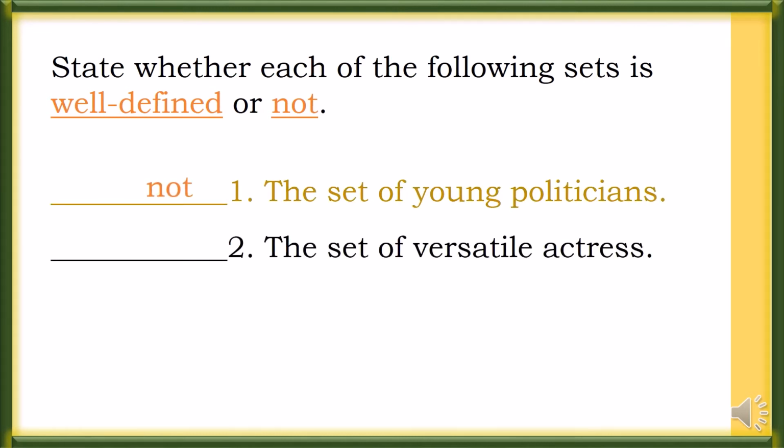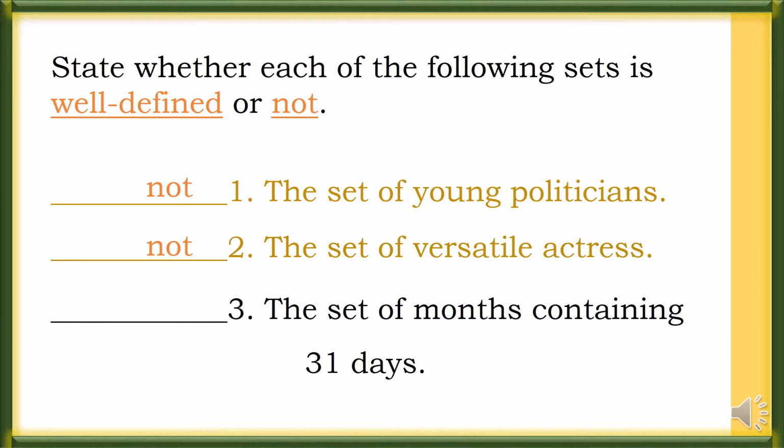Is it well-defined or not? The answer is not. Number 3, the set of months containing 31 days. Is it well-defined or not? The answer is well-defined, since its elements are January, March, May, July, August, October, and December.